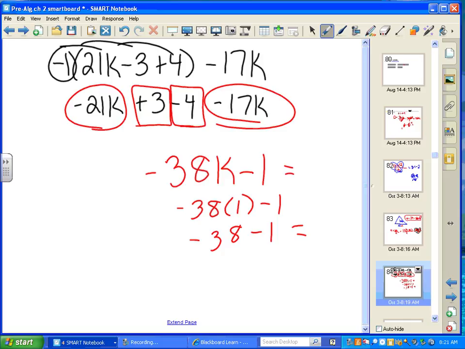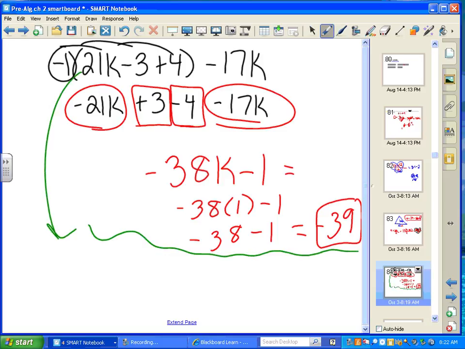So now let's go back to the original problem. I'm going to move this down here. Let's get rid of the k, and let's see if we get the same answer. You will. Okay, so we get negative, and then 21 minus 3 plus 4 minus 17.